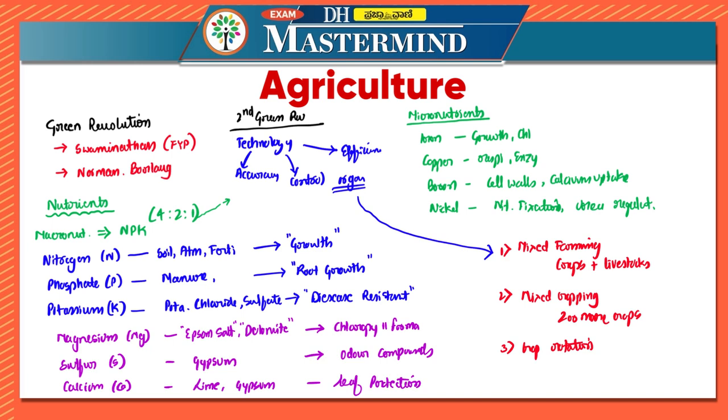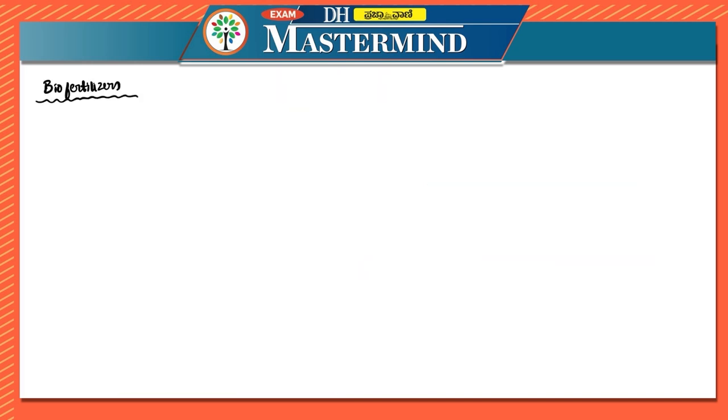Now there are some important questions related to biofertilizers. We'll look at those also, because recently that kind of question has been asked repeatedly. So we'll look at some of the biofertilizers. When we are looking at biofertilizers, the first one is rhizobium. Now what is the help of this biofertilizer? It helps in nitrogen fixation.